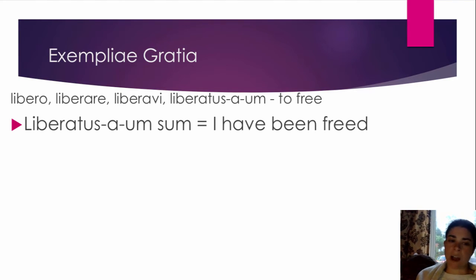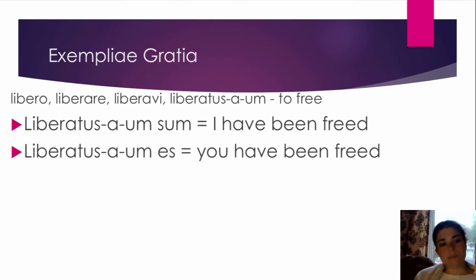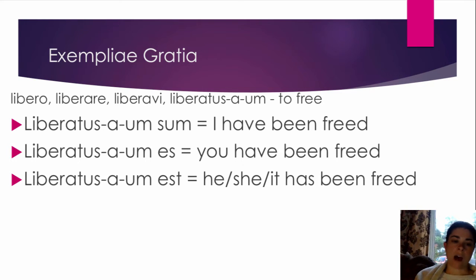However, we wouldn't supply all three forms in a sentence. We would choose the correct us, a, or um form depending on the gender of the subject. So if I were saying this sentence, I would say liberata sum because I'm a girl. However, if you were to say this, or magister were to say this, they would say liberatus sum because you're male and so is magister. Similarly, the same principle would work for liberatus, -a, -um es, "you have been freed." You would change depending on who you was. And liberatus, -a, -um est, "he, she, it has been freed."